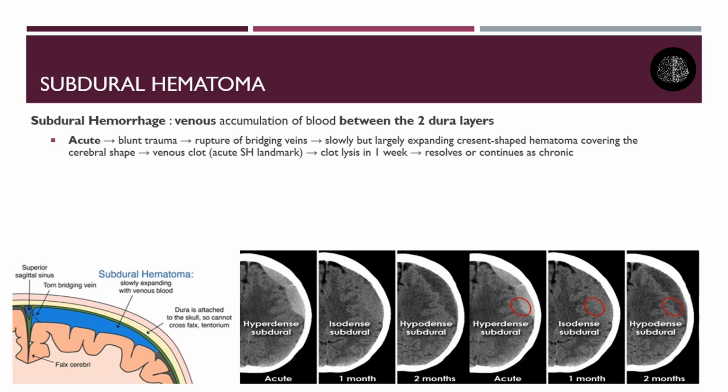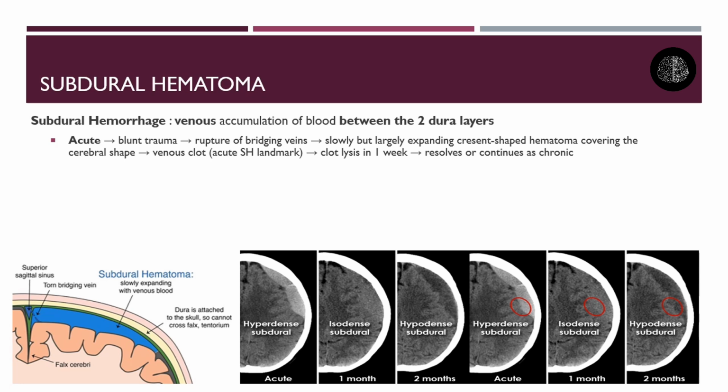We took the convex or lens shape in epidural, but in this case we're going to have a crescent shape, as you can see in the picture. Now, the landmark for acute subdural hemorrhage would be a venous clot.